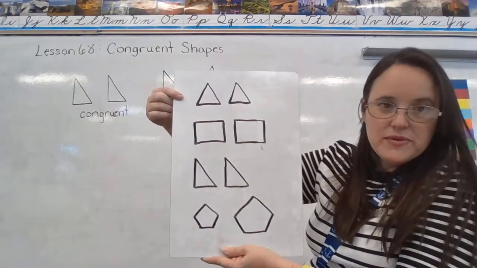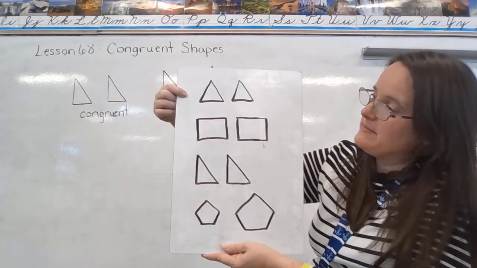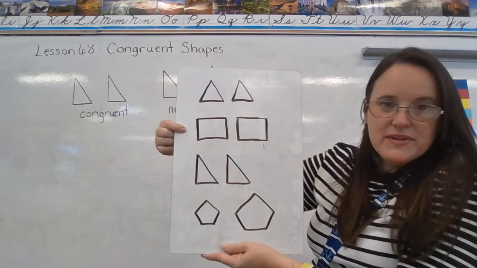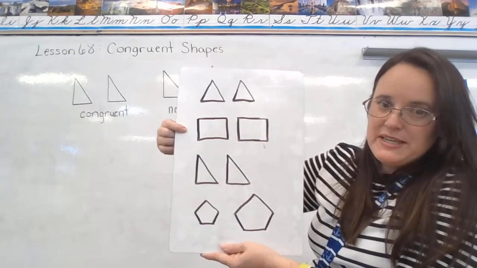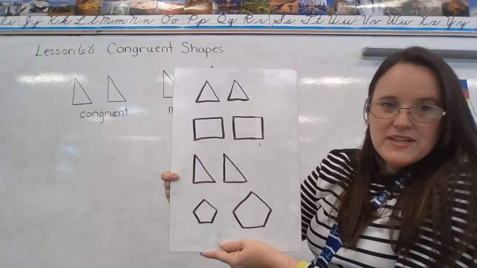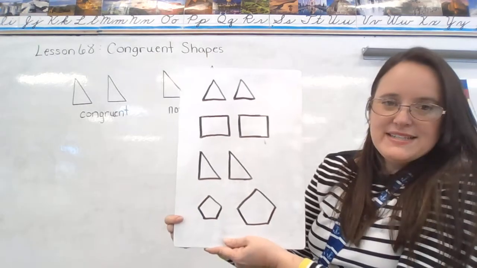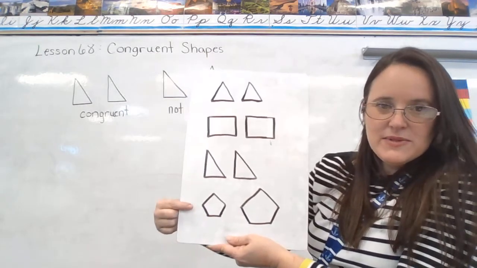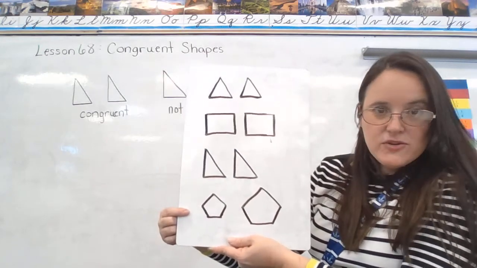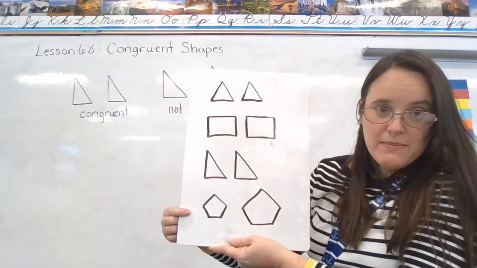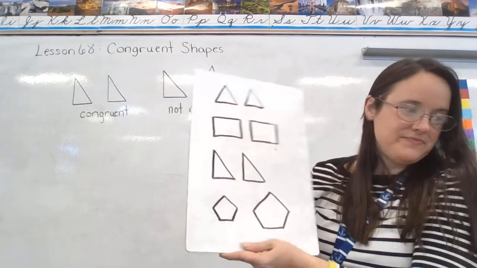Are my triangles congruent? Yeah, they look like they're the same shape and they're the same size. Are my rectangles congruent? They are the same shape and about the same size. They're supposed to be congruent. Are my triangles congruent? Again, same shape, same size. What about my pentagon? This one's much smaller than this one. So this set right here is not congruent. They are the same shape, but they are not the same size, so we cannot call them congruent.